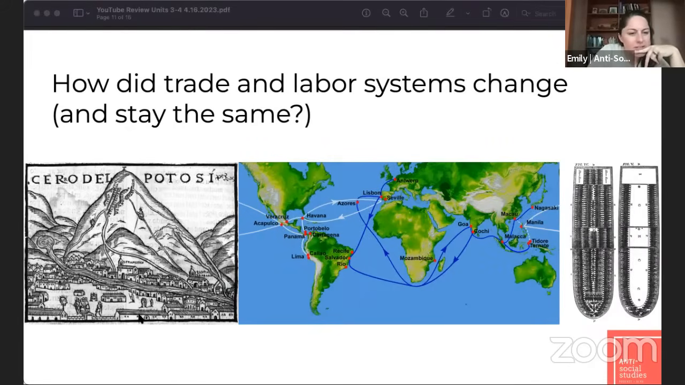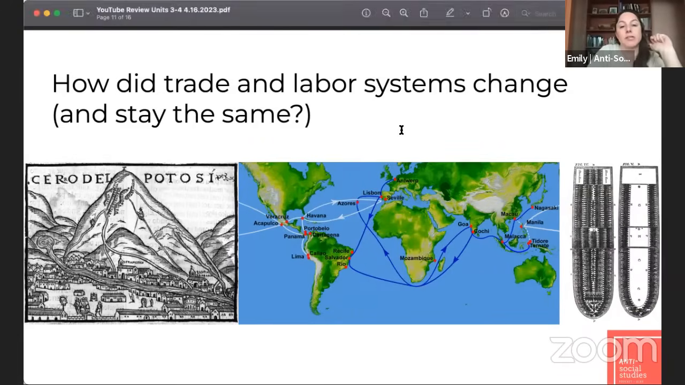Let's see. Y'all are asking really good questions. How did the emergence of the new global trade network impact prior trade networks like the Indian Ocean Basin? That's a very good question. I'm really glad you asked this.